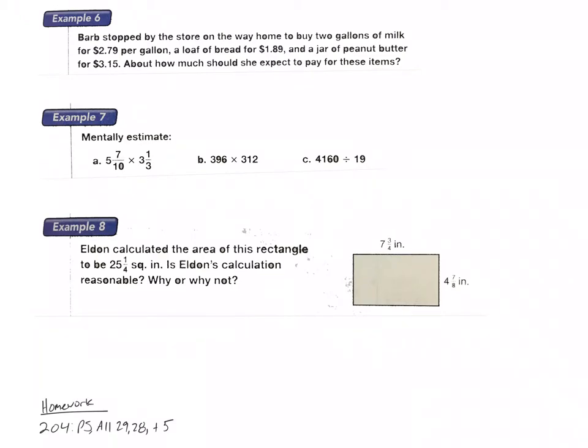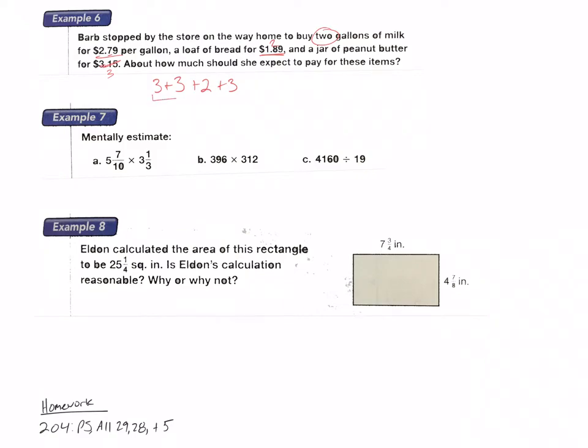So what we're going to do is we're going to say, okay, she's buying 2 gallons of milk and they're $2.79 a piece. So that's about 3. See how the 79 would make that 2 round up to a 3? So she's about spending 3 plus 3, right? Because there's 2 gallons of milk. A loaf of bread is $1.89, so that's about $2. So I'm going to say plus 2. And a jar of peanut butter is $3.15, so that's really about $3.